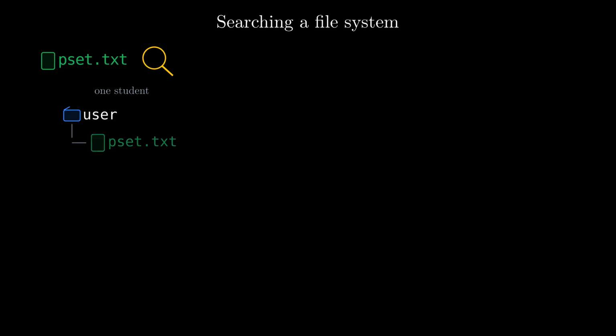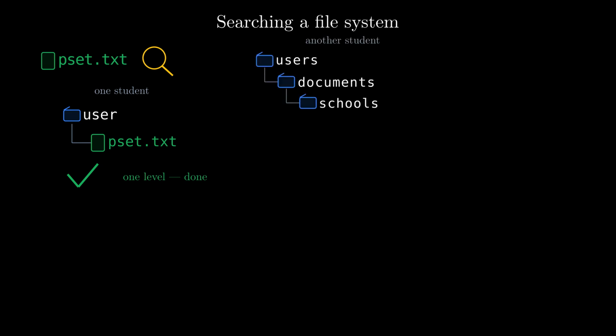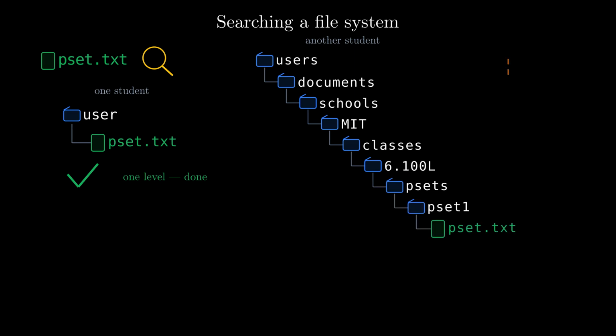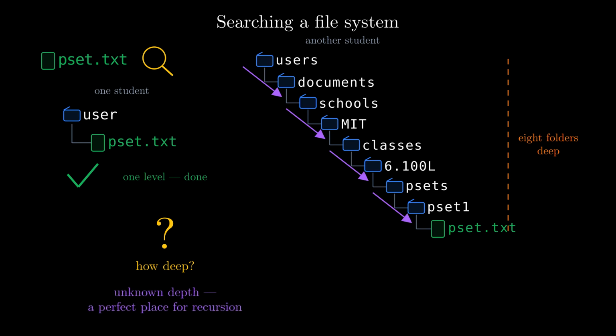The classic example is searching a file system for a file, say set.txt. One student keeps it sitting directly in their user folder. One level, done. Another has it buried under users, then documents, then schools, then MIT, then classes, then 6100L, then sets, then set1. 8 folders deep before the file even appears. The search code cannot know which situation it will face. That uncertainty about how far down the file lives is a perfect place for recursion.